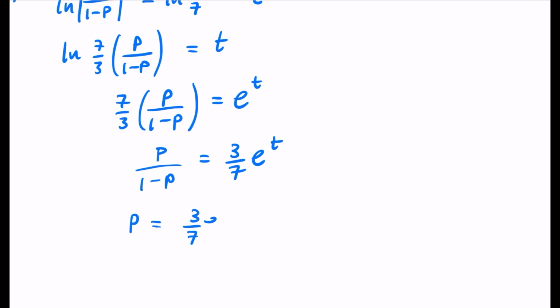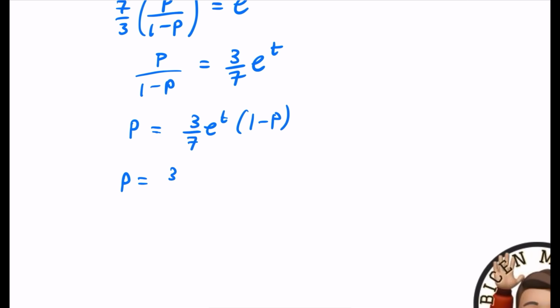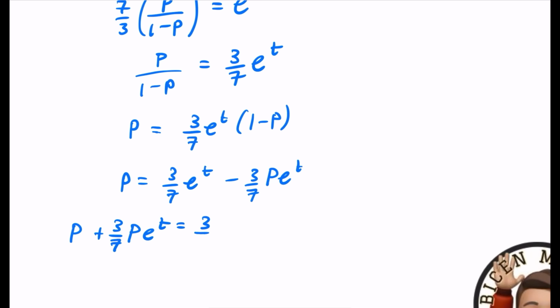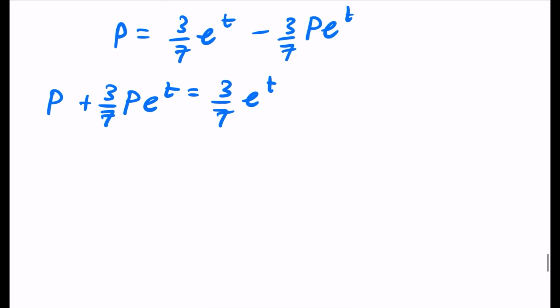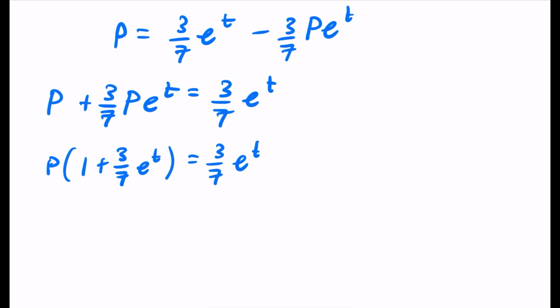That's 3/7 e^t multiplied by 1 minus p. Trying to make p the subject here, that's 3/7 e^t minus 3/7 p e^t. Let's get the p's onto one side: p plus 3/7 p e^t is 3/7 e^t. Factorize out: p(1 + 3/7 e^t) equals 3/7 e^t. So p is 3/7 e^t over 1 plus 3/7 e^t.